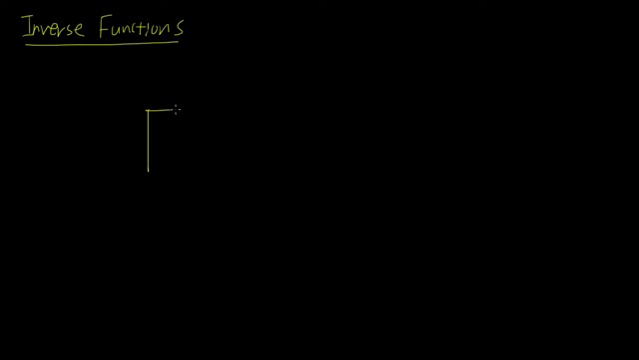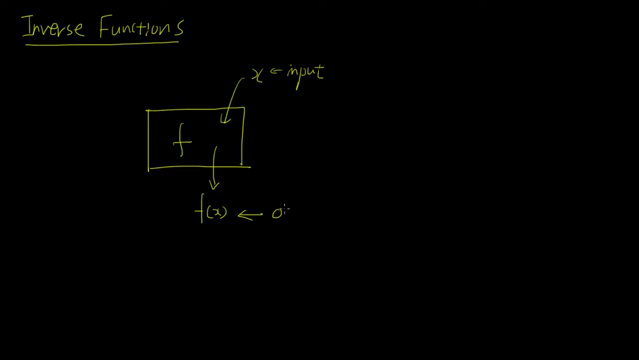If you think of a function as a box, x goes in and f of x comes out, and we call this the input value and this the output value. Now, an inverse function goes backward. So this goes in, this comes out. In a way, it's like a reverse function.